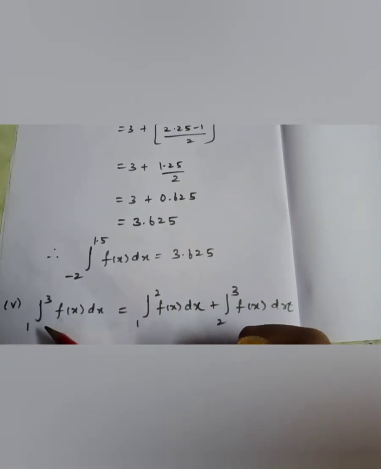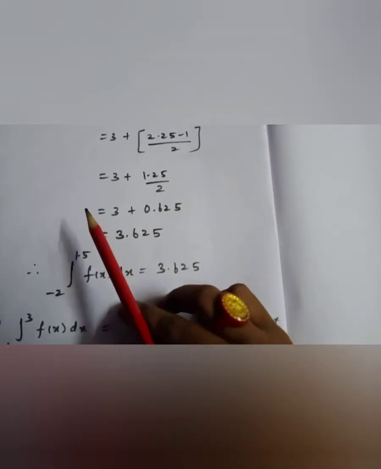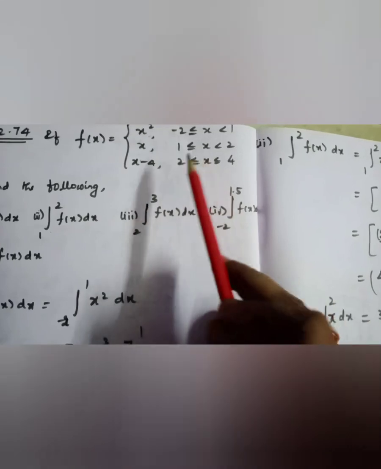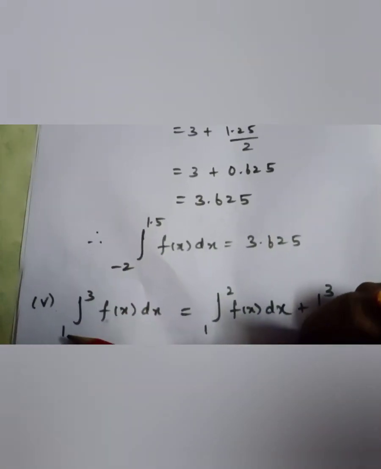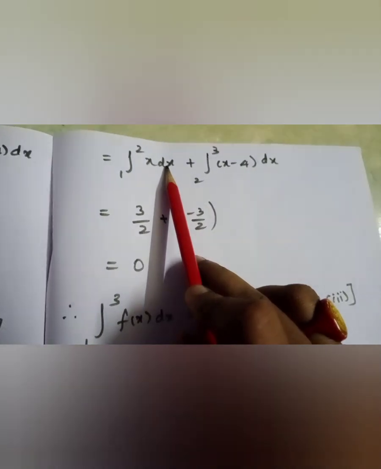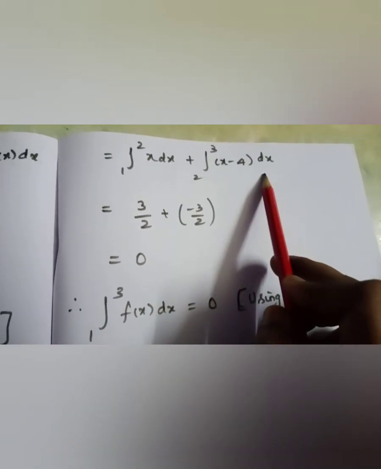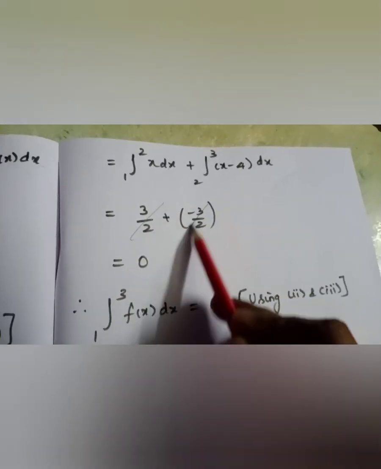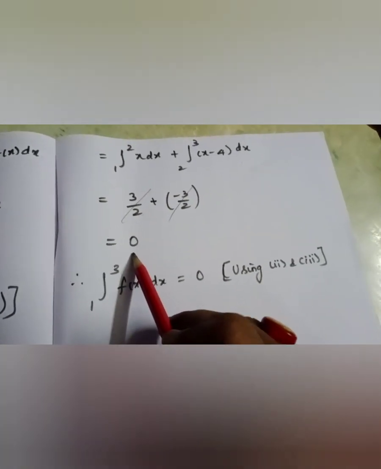Now the fifth subdivision, integral 1 to 3 f of x dx. Again, we don't have 1 to 3. See? We have 1 to 2, 2 to 4. The limits will be split because we are having 1 to 3. So we will split it as 1 to 2 f of x dx plus 2 to 3 f of x dx. So 1 to 2, that f of x dx is x dx, and 2 to 3 is x minus 4 dx. Both the values we have already found. That is 3 by 2 minus 3 by 2. So both will get cancelled and give 0. So this is how we have to do this sum.